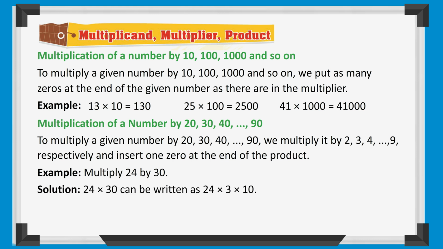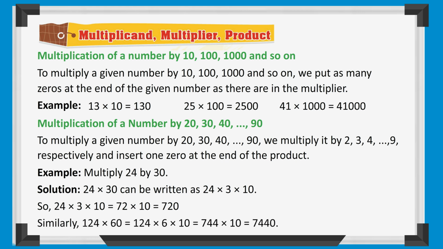Solution: 24 times 30 can be written as 24 times 3 times 10. So 24 times 3 times 10 equals 72 times 10 equals 720. Similarly, 124 times 60 equals 124 times 6 times 10 equals 744 times 10 equals 7440.